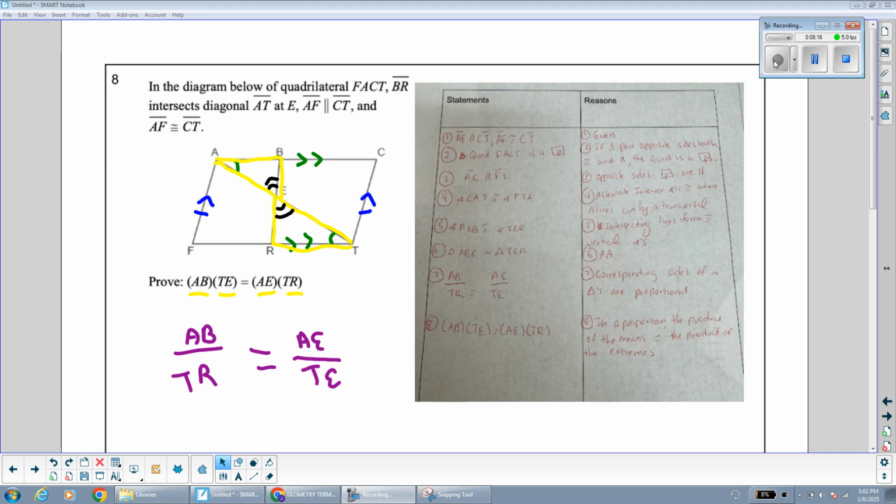Here is the full written up proof. Notice how it has that the quadrilateral is a parallelogram and how I know that. And then it has the alternate interior angles. Before the alternate interior angles, you do have to say that this pair of sides is parallel due to the fact that we have a parallelogram. Opposite sides of a parallelogram are parallel. The alternate interior angles, the vertical angles, so the triangles are similar. Then the proportion followed by the product.